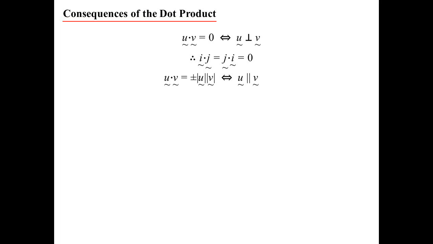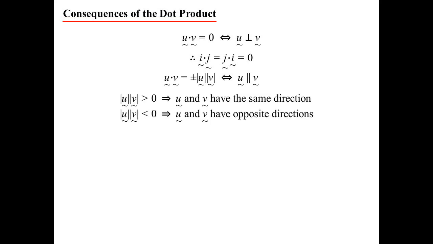Now, if it turns out that u dot v is just equal to the magnitudes multiplied together, whether or not it's positive or negative doesn't matter, then what does that mean? It means that those vectors must be parallel, because now we're saying magnitude of u times magnitude of v cos theta is equal to 1. So cos theta is equal to 1. So what's theta? Well, it must be either 0 or 180. Well, either way, they're going to be parallel.